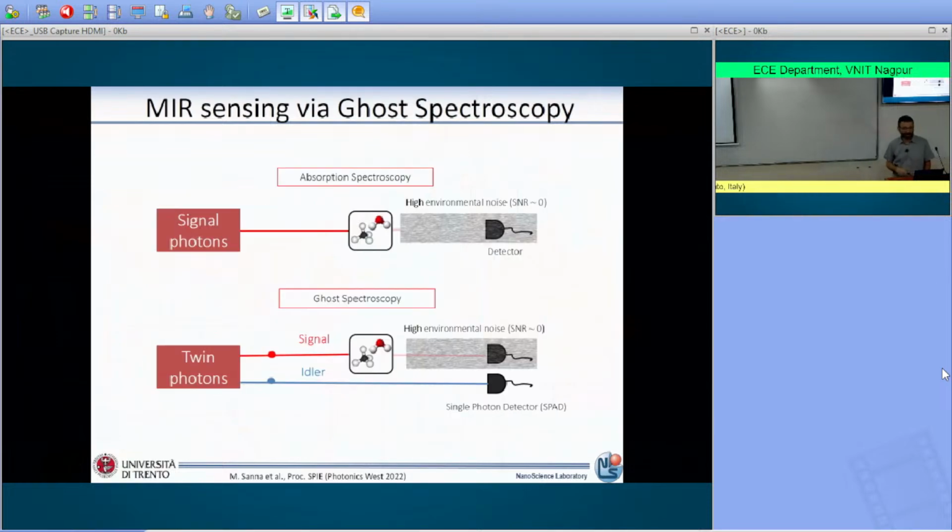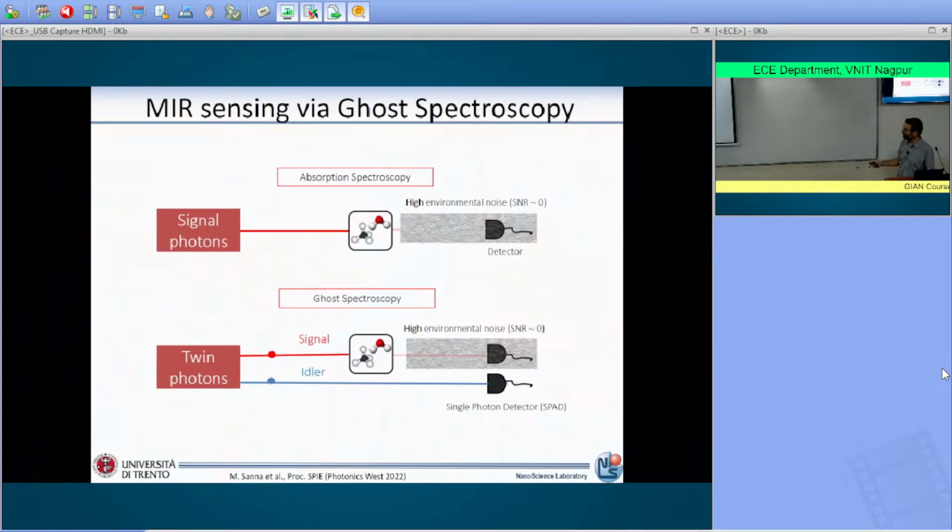So let us see the kind of experiments that we performed. The first experiment was a simple absorption experiment, and the second experiment was a ghost experiment. The simple absorption experiment is one in which your mid-infrared photon goes through the gas, and then through a high environment noise region, and then it is detected.